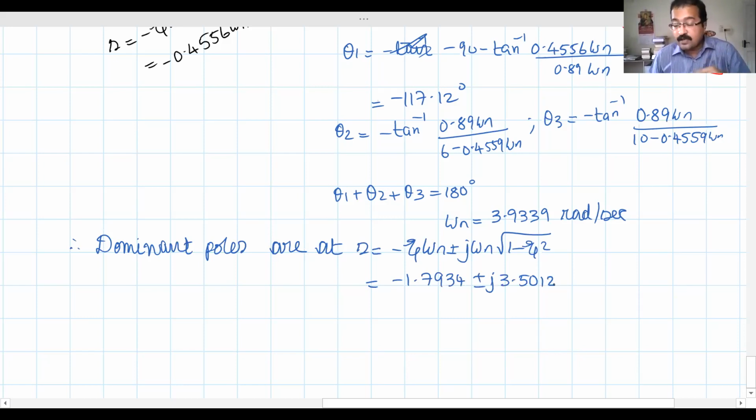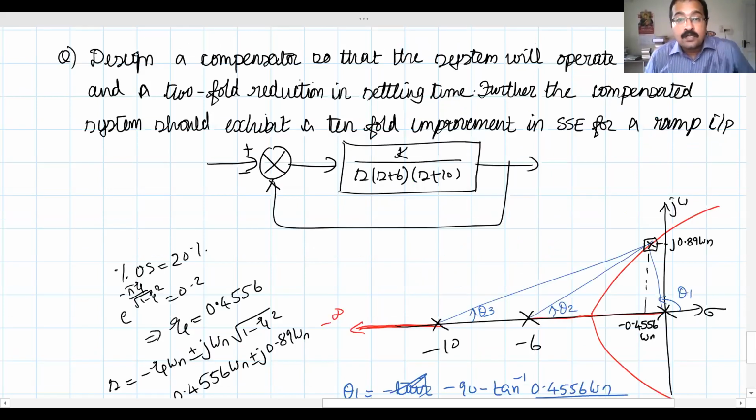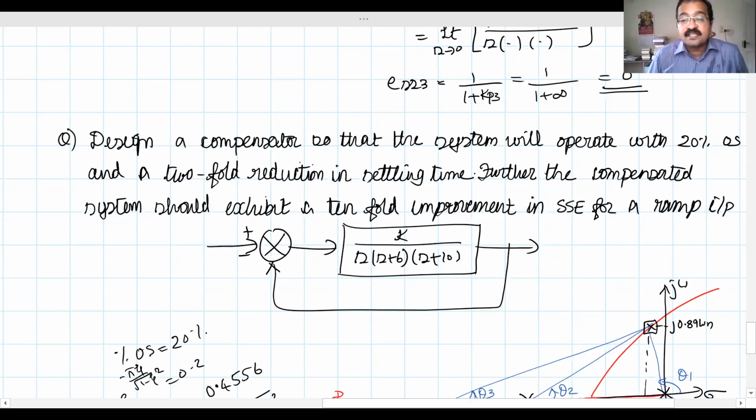Now we have to find out the corresponding K value. How? Using the magnitude condition, 1 by mod G S H S at the dominant pole minus 1.7934 plus j 3.5012. You will get that value as 192.0933. What's the question? We should expect a tenfold improvement in steady state error for a ramp input.